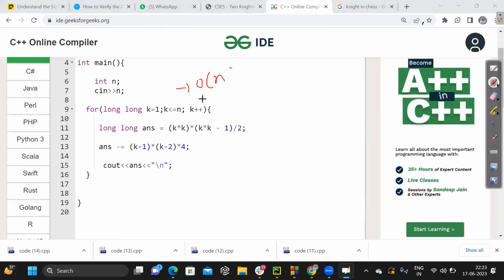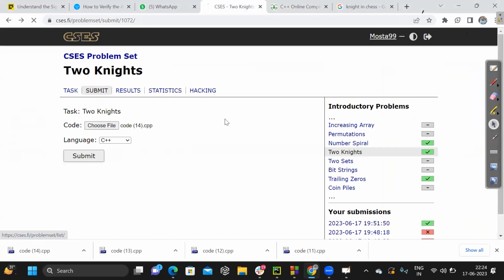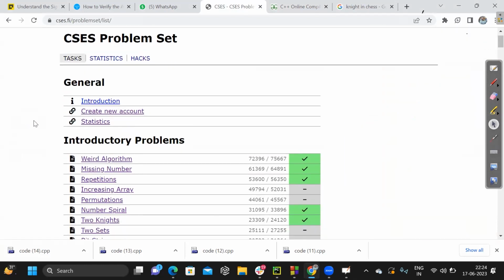Because for each value from 1 to n, we are just doing Big O of 1 operation. Nothing, right? Just a formula we are executing. How many times are we doing it? N times. Big O of n is our time complexity. Any doubt anyone is facing? Please tell. If you have any doubt, you can tell me.